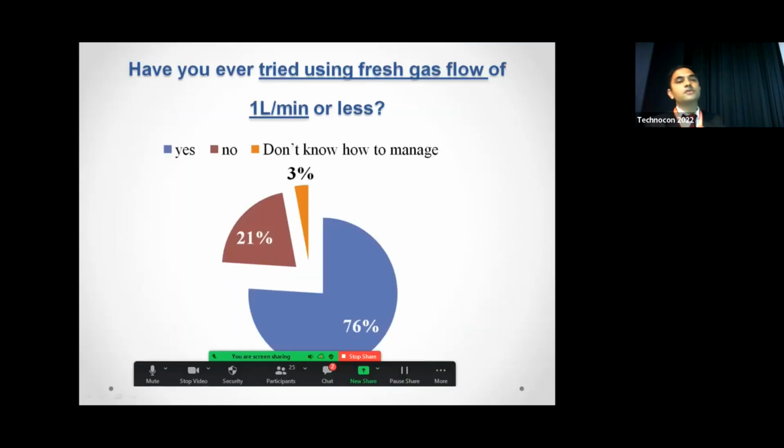The next question was, have you ever tried using a fresh gas flow of 1 liter or less? 76% of the people said yes, they have used low flow anesthesia.